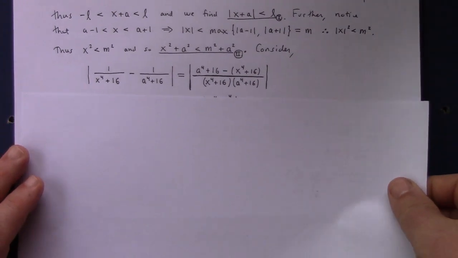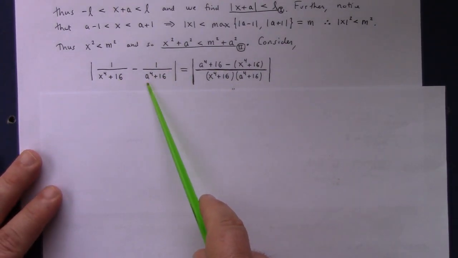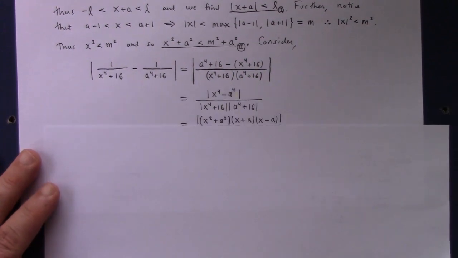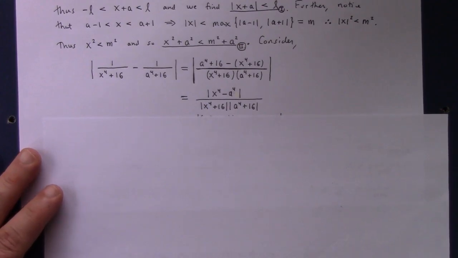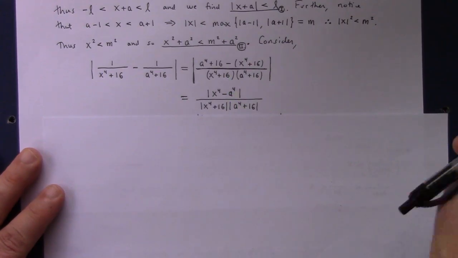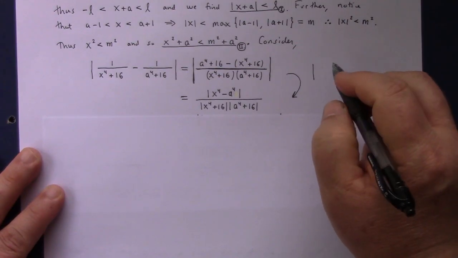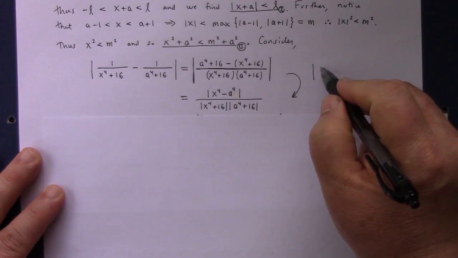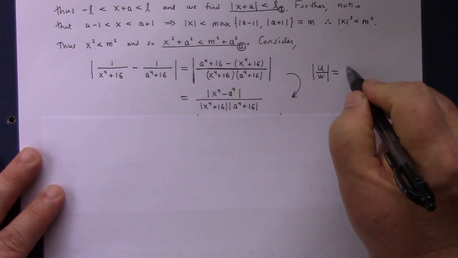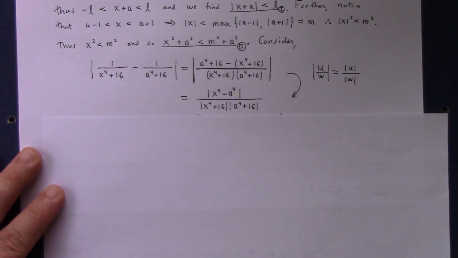Consider then that the difference of 1 over x to the 4th plus 16 minus 1 over a to the 4th plus 16 is equal to this, making a common denominator. And as such, we can factor the denominator. Well, first of all, going from here to here, a property of absolute value is that the absolute value of, let's say, I'm trying to think of some other letters, like u over w, right? It's equal to the absolute value of u over the absolute value of w. That's another property of absolute value we can use, and I am.